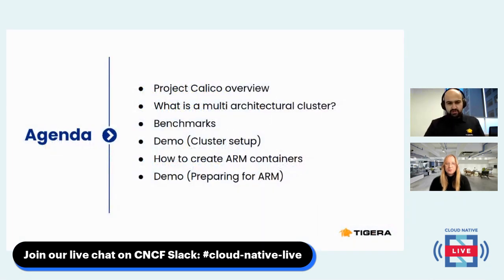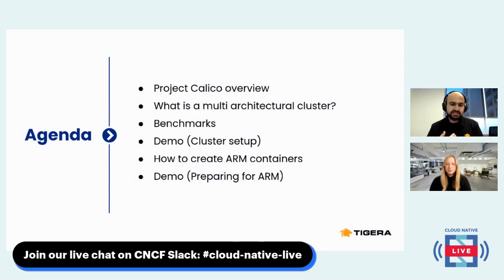By the end of this talk, you'll be able to convert your x86 containers to run in an ARM environment and set up a Kubernetes cluster with multiple CPU architectures that can run those workloads that you converted. This will help you spend less money on cloud providers while gaining better performance.